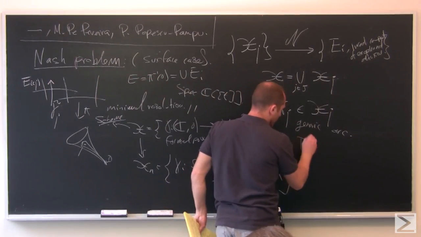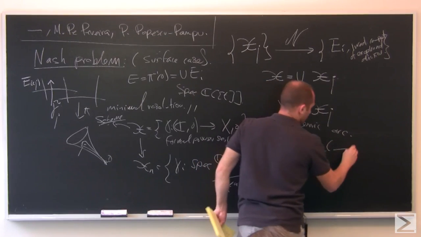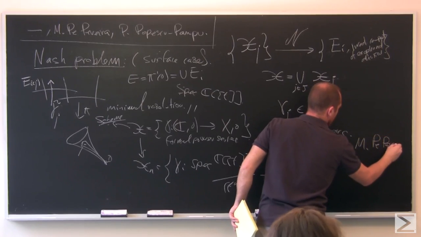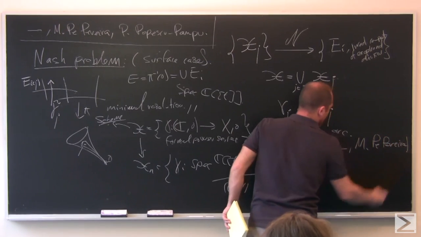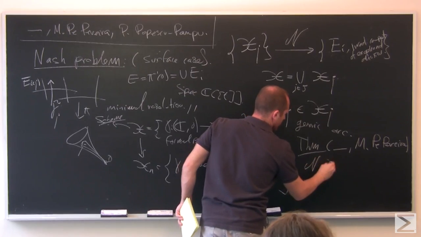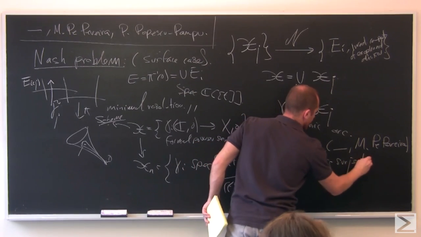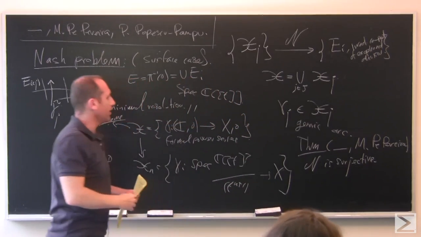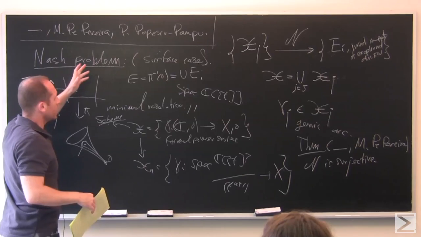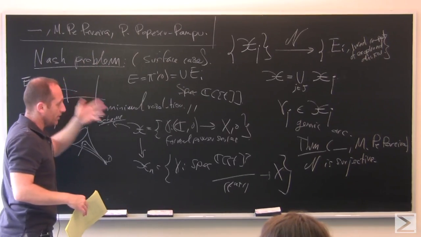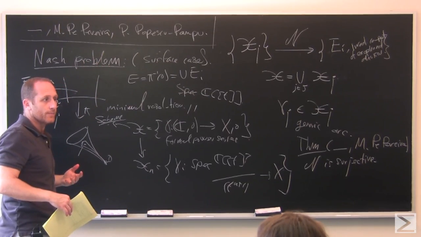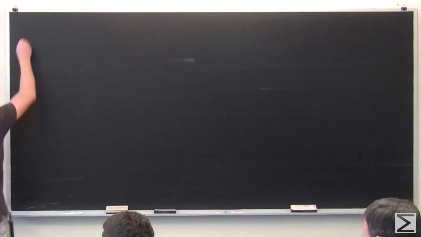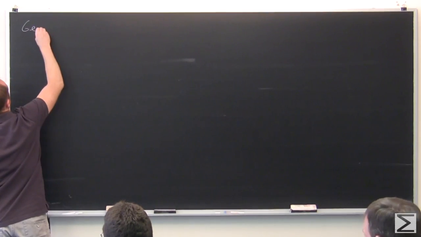We prove this. Maria Pereira and I proved that it is surjective. Okay. In the years that have passed since Nash formulated the problem and the solution came, some generalizations of Nash's question were proposed. Let me tell you what is the generalized Nash problem.